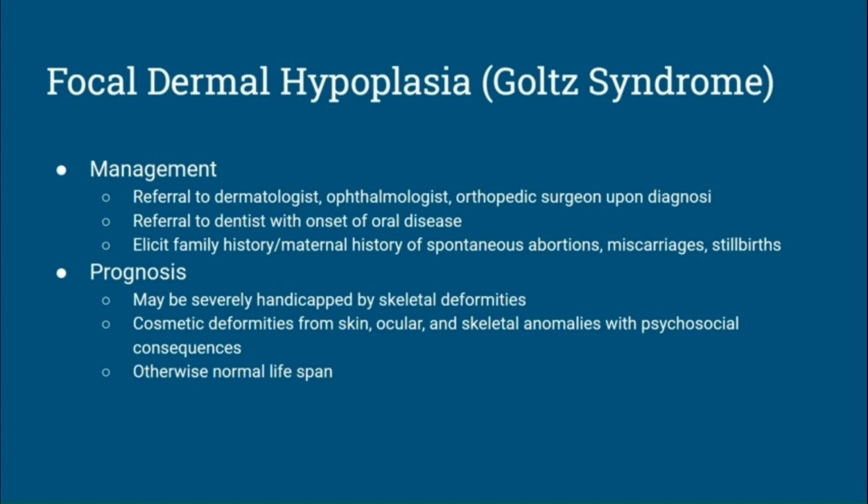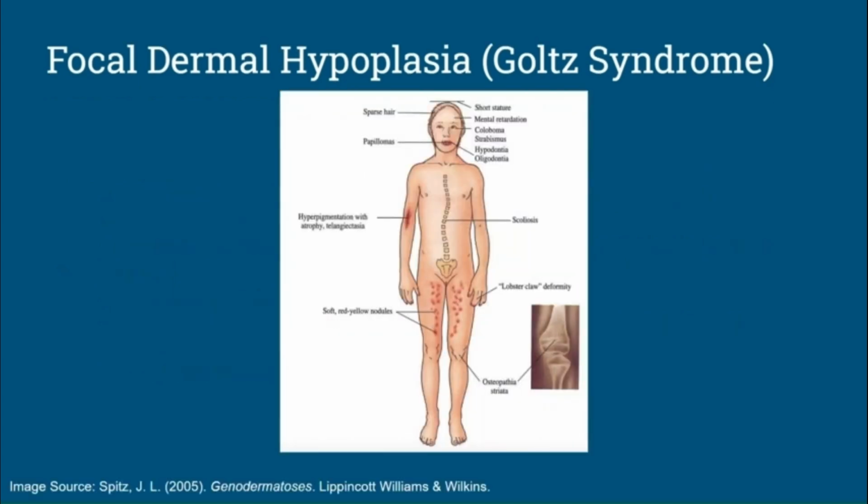These kids can be severely handicapped, especially with the degree of skeletal malformations they might have. There's cosmetic impacts as well, but otherwise pretty normal lifespan. So here's a good photo showing papillomas, short stature, sparse hair, some of these Blaschkoid-like hyper or hypopigmentations, telangiectasias, fat herniations, and lobster claw.